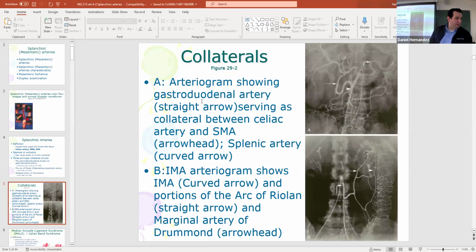Then further down, the IMA arteriogram shows portions of that arc of Riolan and the marginal artery of Drummond, the arrowhead. So these also again act as collateral channels or pathways between now the IMA and SMA.